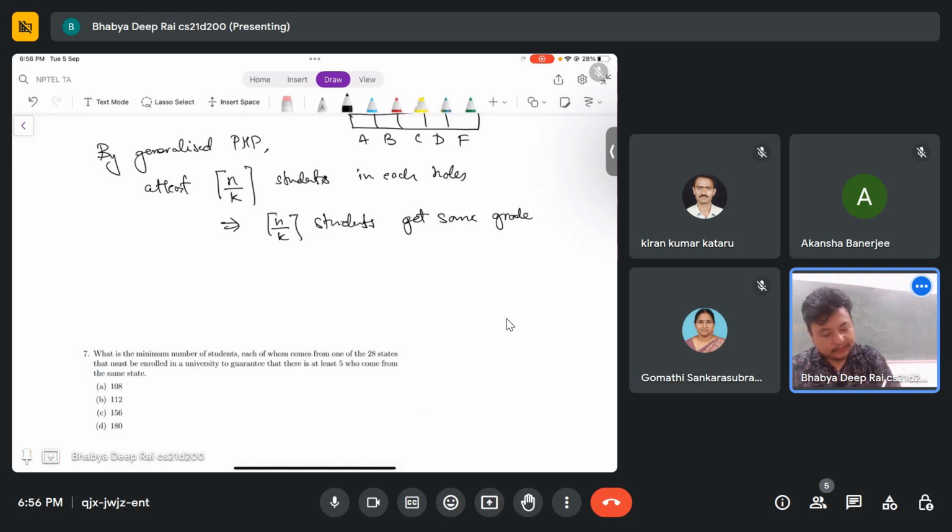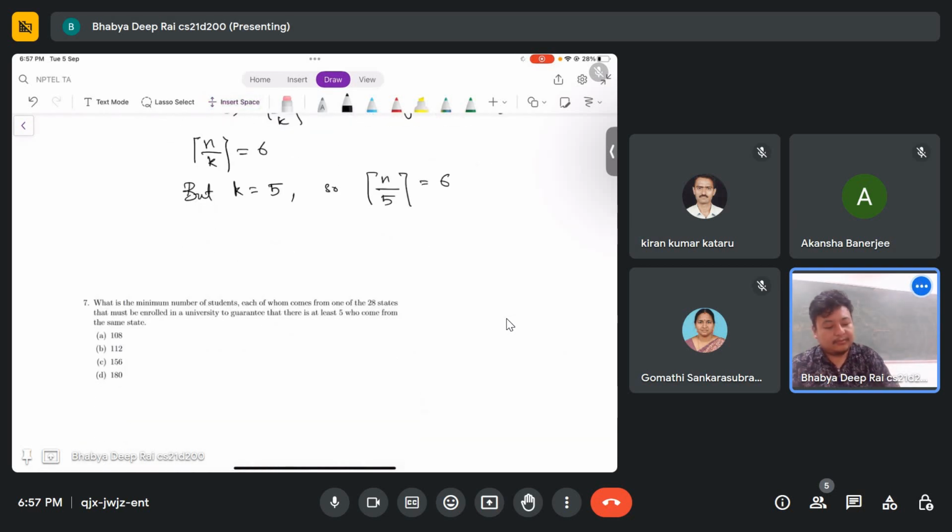So what is n by k for us? At least 6 people should get the same grade. So n by k is 6 for us. At least n by k students get the same grade, which is nothing but at least 6 people. And what is k here? k equals the number of holes, which is 5. So n by 5 equals 6.